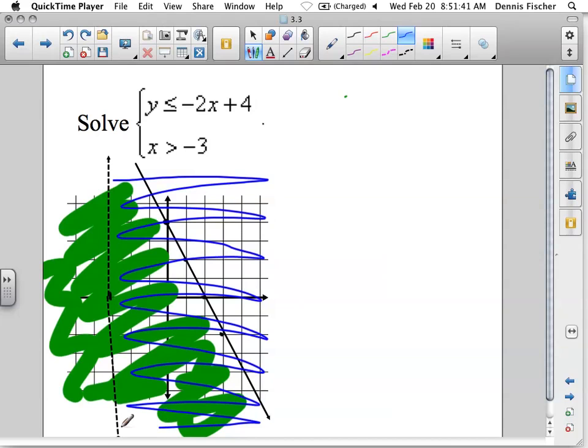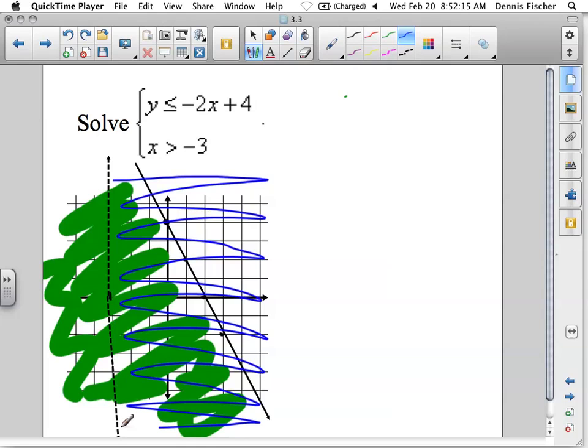So what's my answer? My answer is these points, correct? Including this line, not including this one, right? When I say what's my answer, what do I mean by that? If I pick any point inside that shaded area, or on that solid line, what happens? It's true for both of those. It's true for both equations. It's not false.